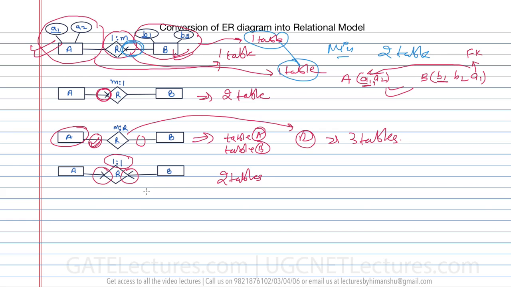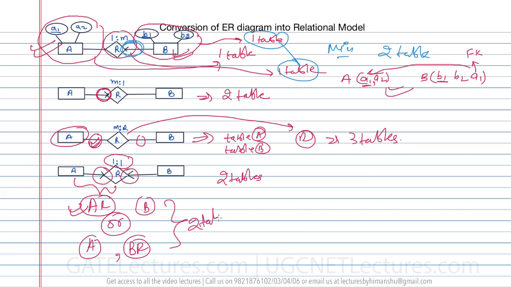Number 1, the first table, either you can combine A and R. So the first table can be made by combining A and R, and the second table can be B. Or you can do something like this: the first table is only A, and the second table will be combining B and R. So you are going to require only 2 tables to convert the following ER diagram to the relation.